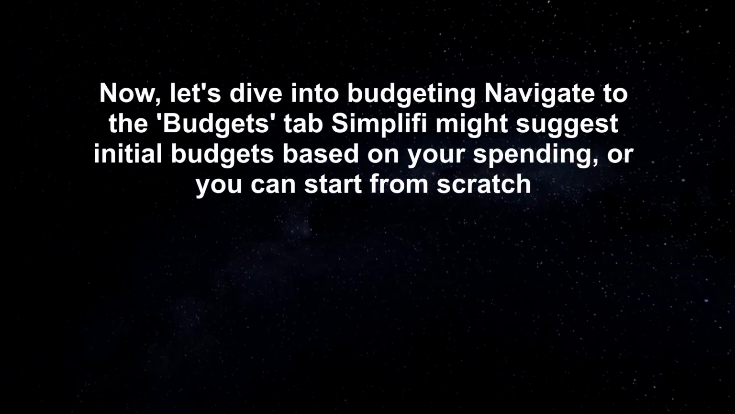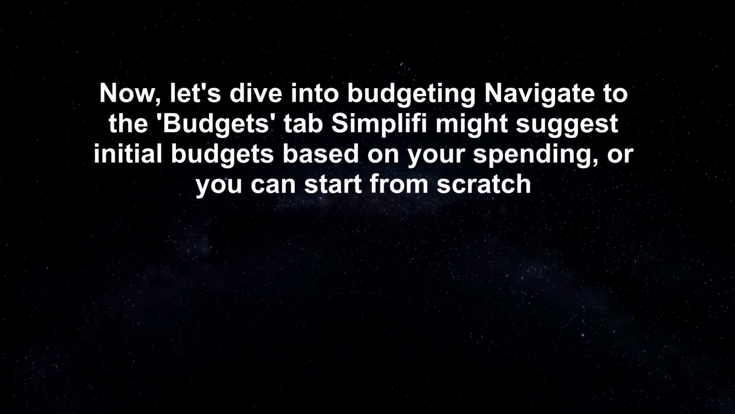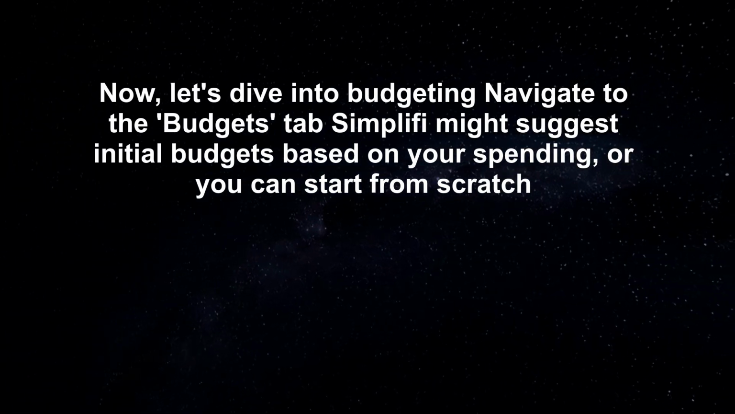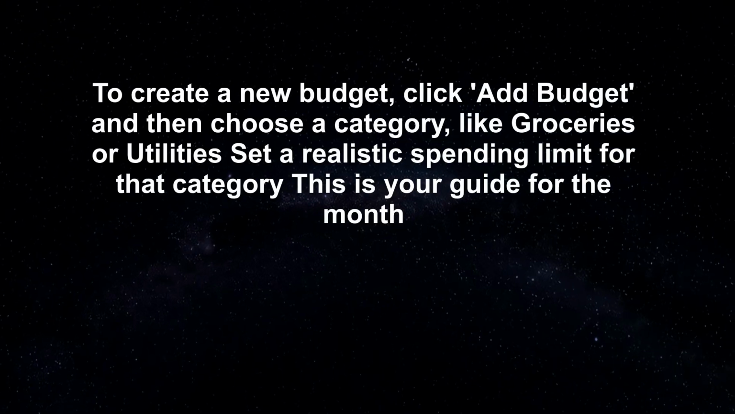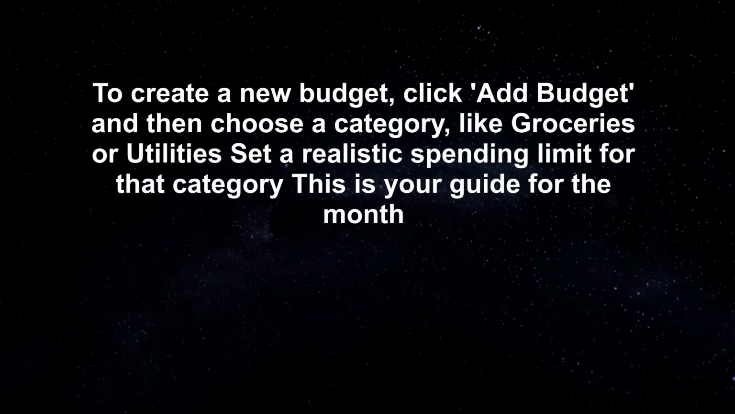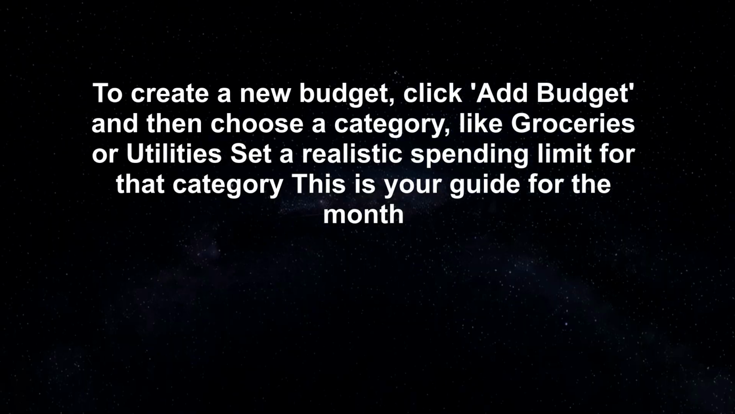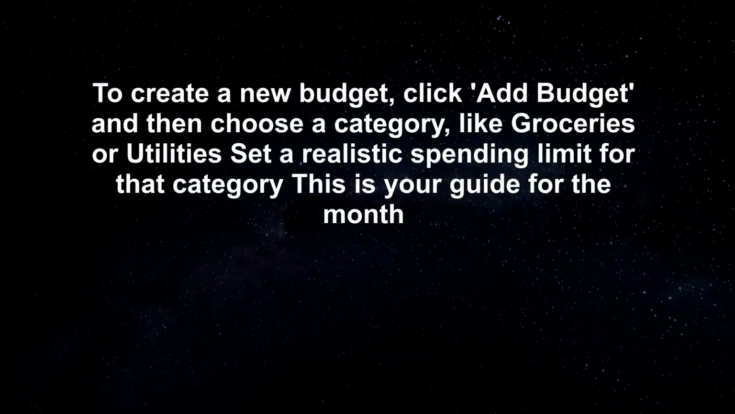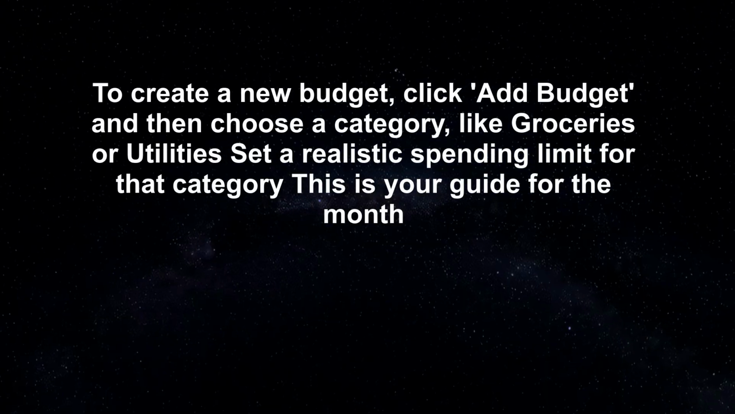Now, let's dive into budgeting. Navigate to the Budgets tab. Simplifi might suggest initial budgets based on your spending, or you can start from scratch. To create a new budget, click Add Budget and then choose a category, like groceries or utilities. Set a realistic spending limit for that category. This is your guide for the month.